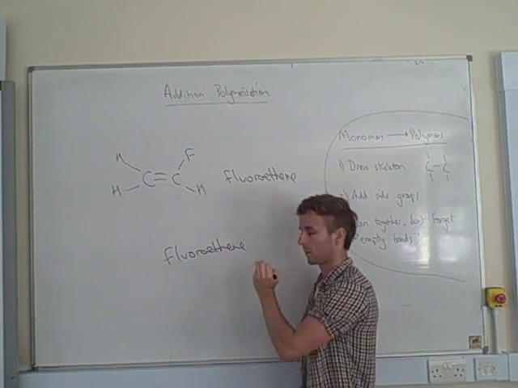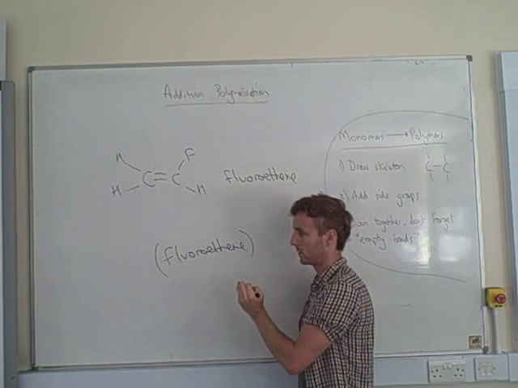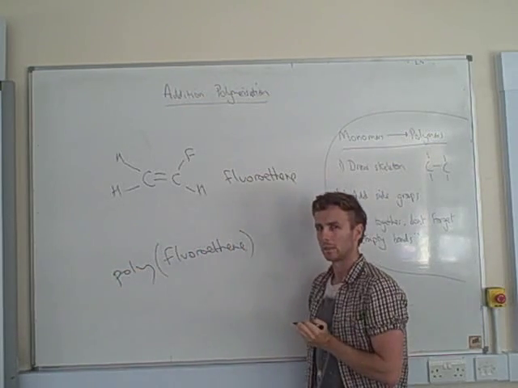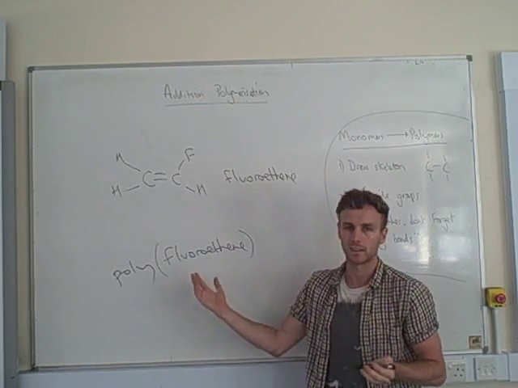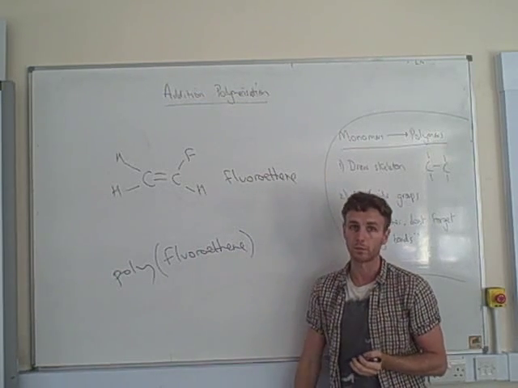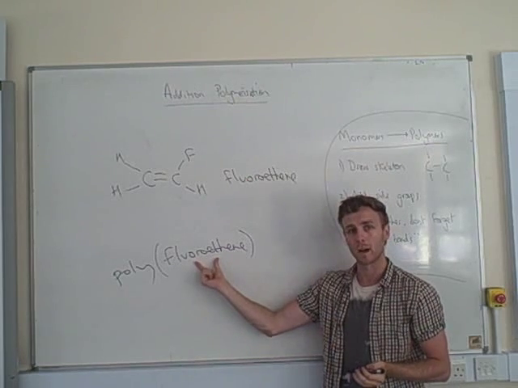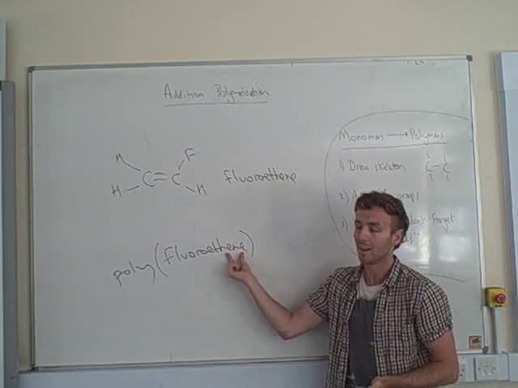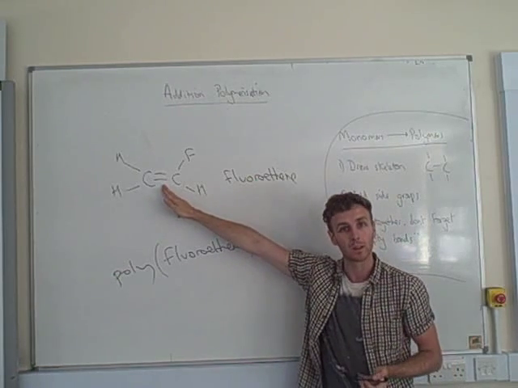You ready? Stick it in brackets. Am I going too fast for you? And put a poly in front. Too much? No. Dead easy. Stick in brackets, whap a poly in front. And the thing which goes inside the brackets is the monomer name. So it should end in ene because your monomers should always be an alkene.